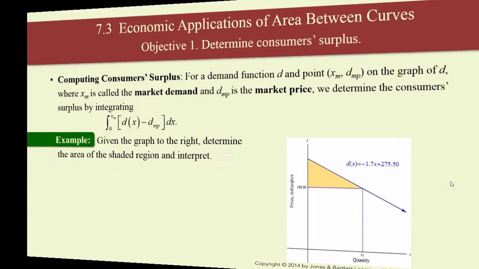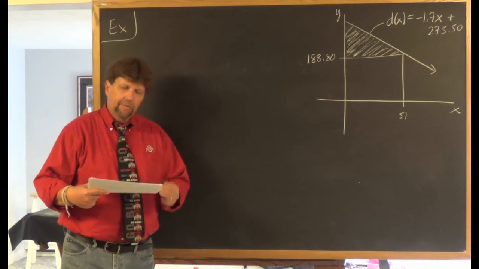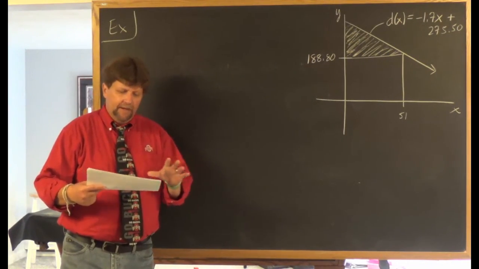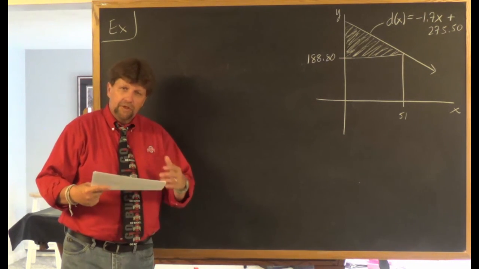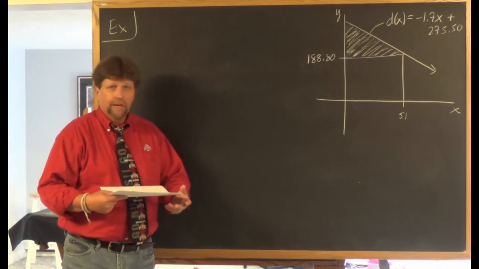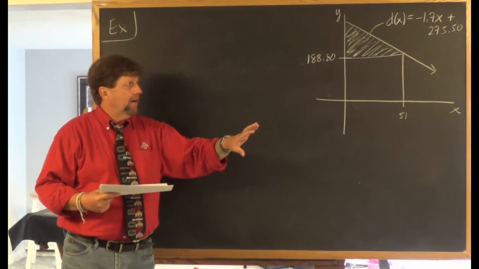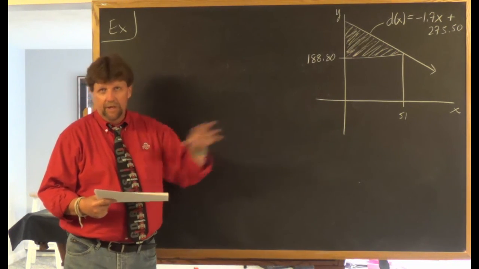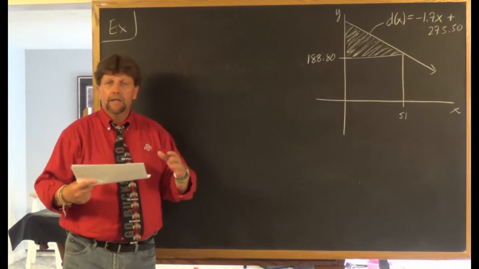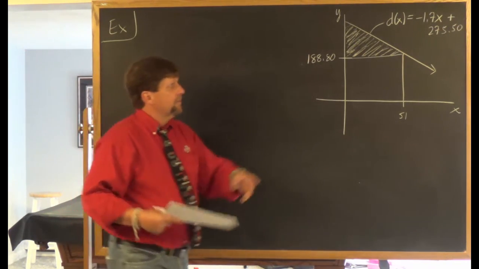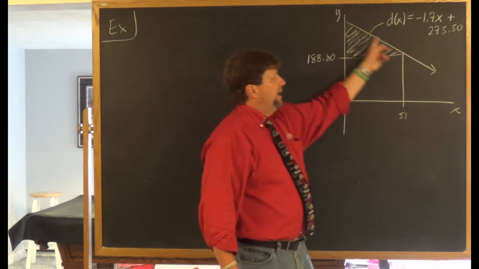So here we go to the chalkboard. The example we just left off with had a nice graph, and it said for the graph to the right, determine the area of the shaded region. So what I tried to do was quickly sketch what that graph looked like. Well, my sketch isn't going to be as pretty as what you just saw on the slide, but it has the important features. This was the demand curve.